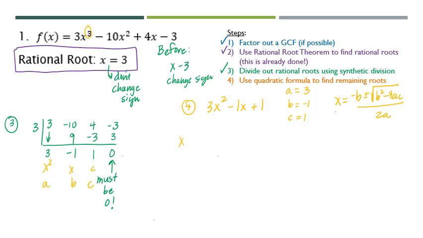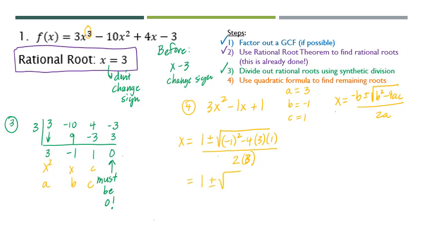So I have x equals, my b value is -1. So if I have -1, that's actually going to turn into +1, plus or minus the square root of b squared, which is (-1) squared, minus 4 times a times c, and that is all over 2 times a, which is 3. I almost wrote the answer. Okay, so now I have to do some simplifying. The 1 is not going to change.